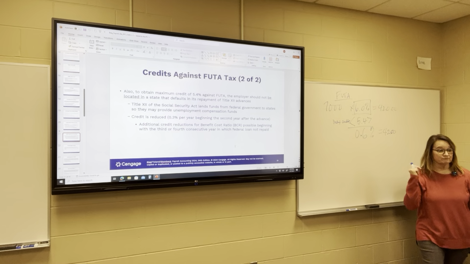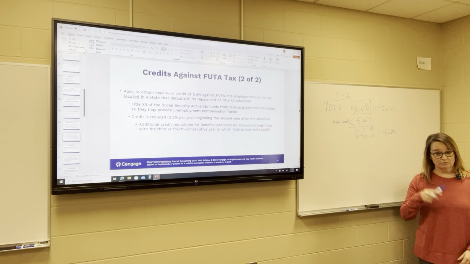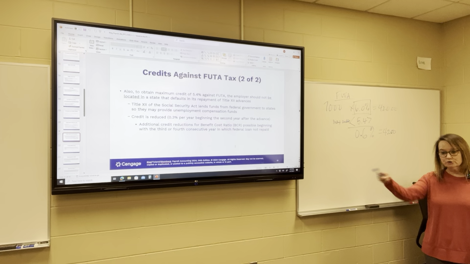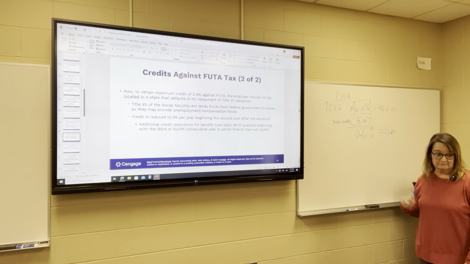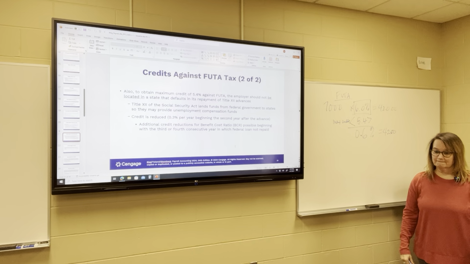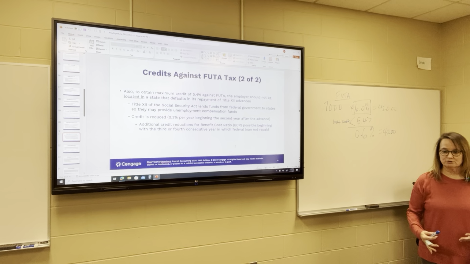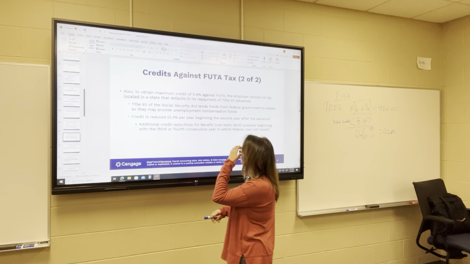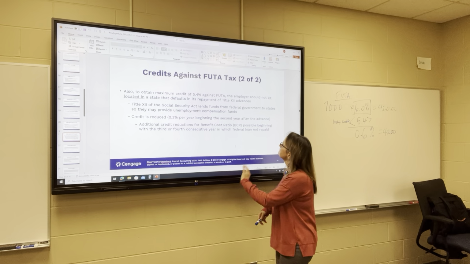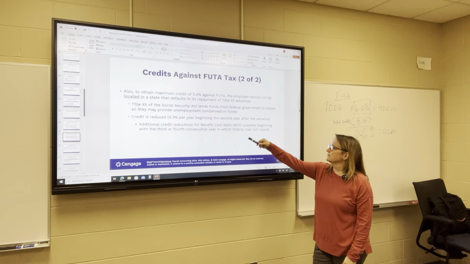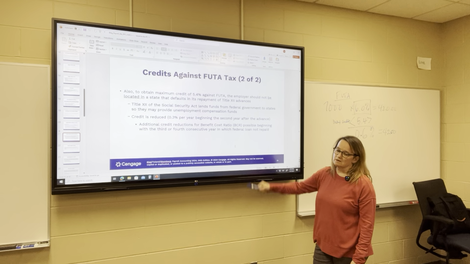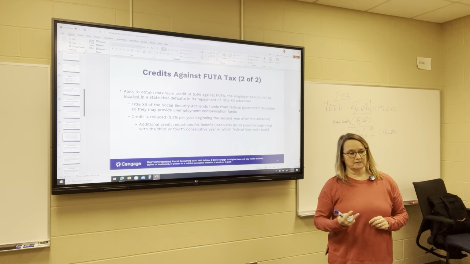They're going to have to pay more in FUTA taxes because the federal government's trying to make that up. You owe us money. You're not paying us, so we're going to get it from all your employers. Now, that's supposed to put pressure on the employers to then put pressure on the state government to make payments. I don't know whether it works or not, but the credit, in this case, is reduced 0.3% per year beginning in the second year after the advance. So again, the two factors.